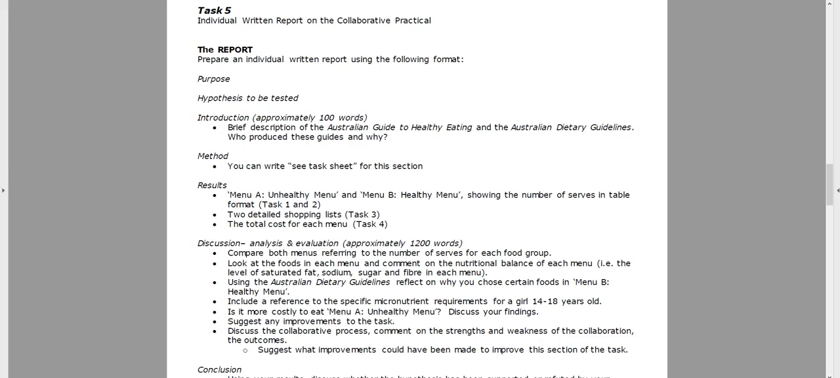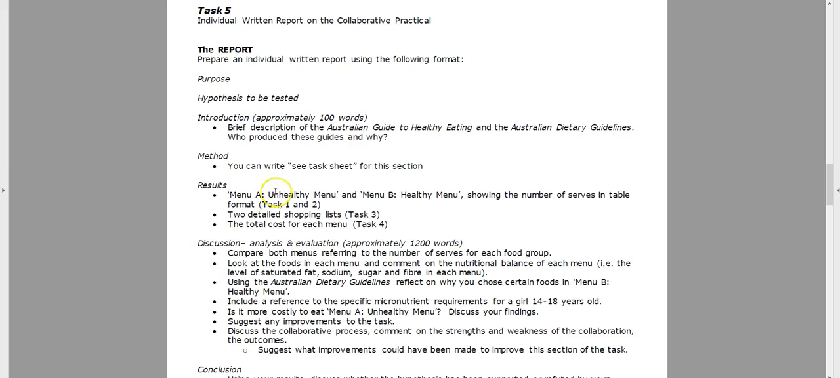Moving on to the method, you can just write see task sheet for this section, as you don't need to include the method. Moving on to the results section, you should include both menu A and menu B, showing the number of serves in table format, which is the exact same table format that's in Wiki. So you need to include both of the completed menus, not just your part.